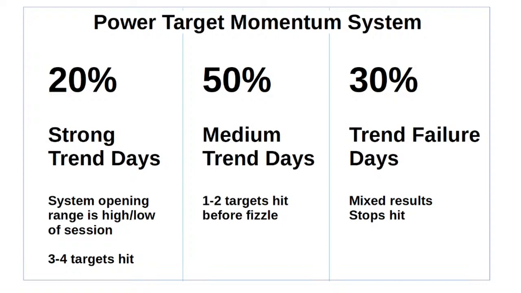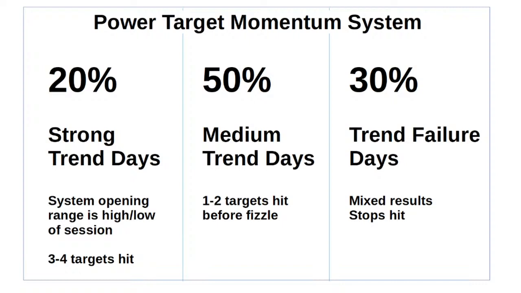Now, 50% are going to be our medium trend days, and those are where we can hit either the first target, second target, and then maybe the market doesn't move too much further than that and reverts back towards the opening range. So we run into those 50% of the time. Now, some days we'll hit the first target and that's it. Some days we hit target 2, and those days can be profitable, but they're not the huge profit days.